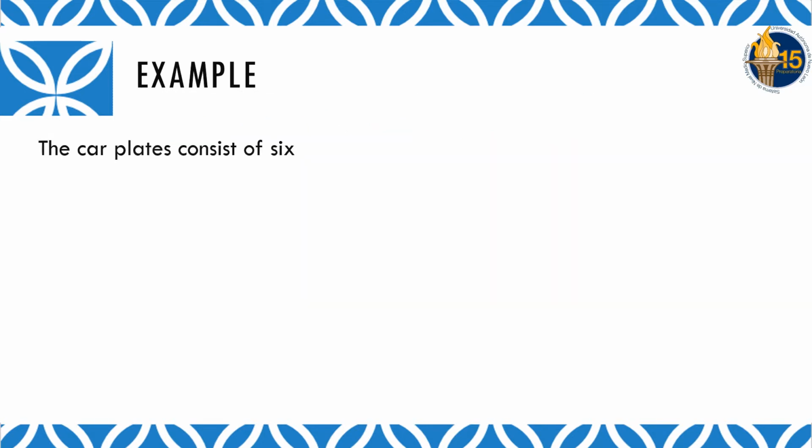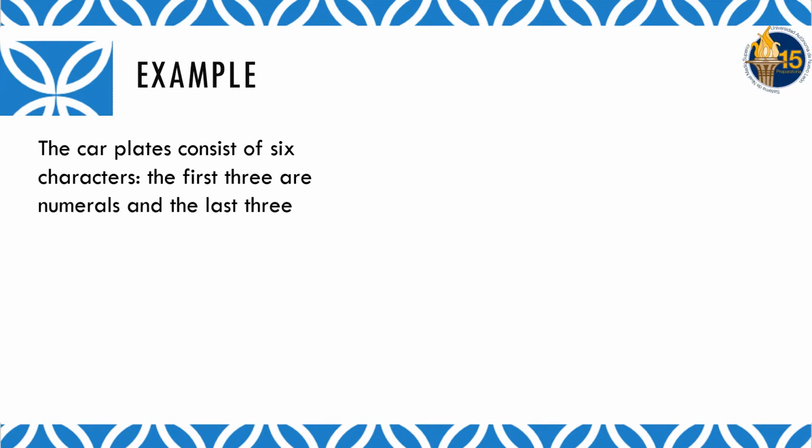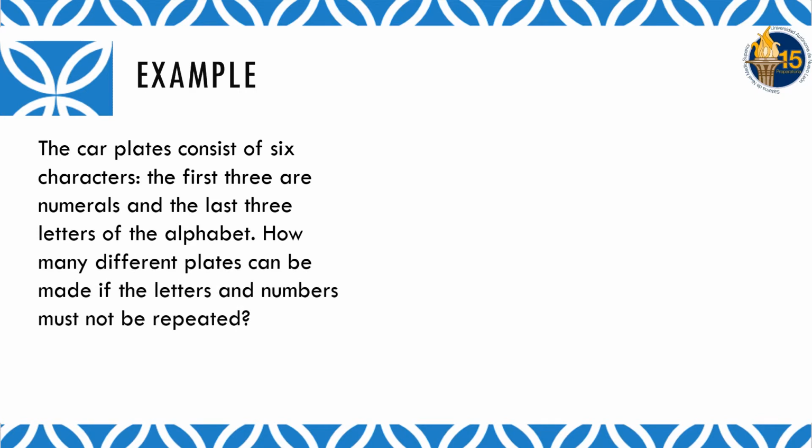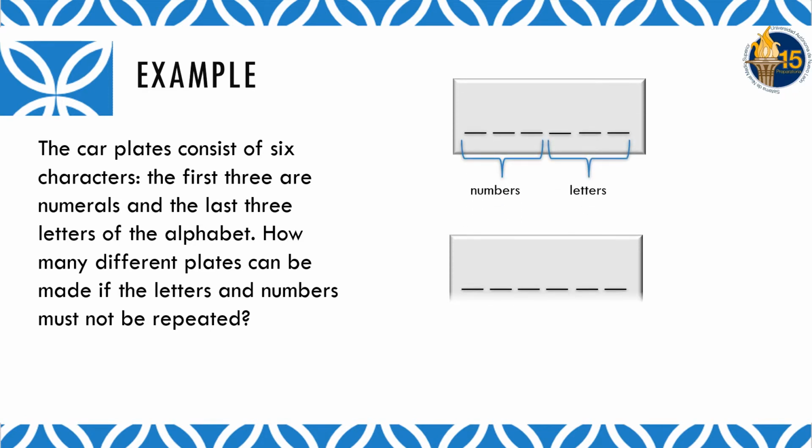Example: the car plate consists of 6 characters. The first 3 are numerals and the last 3 letters of the alphabet. How many different plates can be made if the letters and numbers must not be repeated? First, let's analyze the numerals. The first one can be chosen in 10 different ways, from 0 to 9. For the second one, 9 ways, the remaining 9 numbers, and for the third one, 8 ways. Remember, numbers and letters must not be repeated.